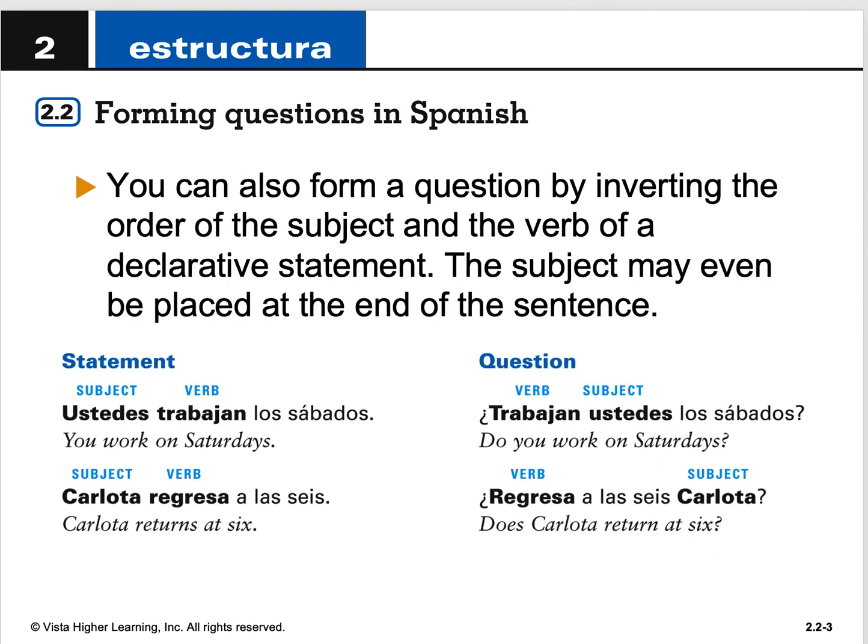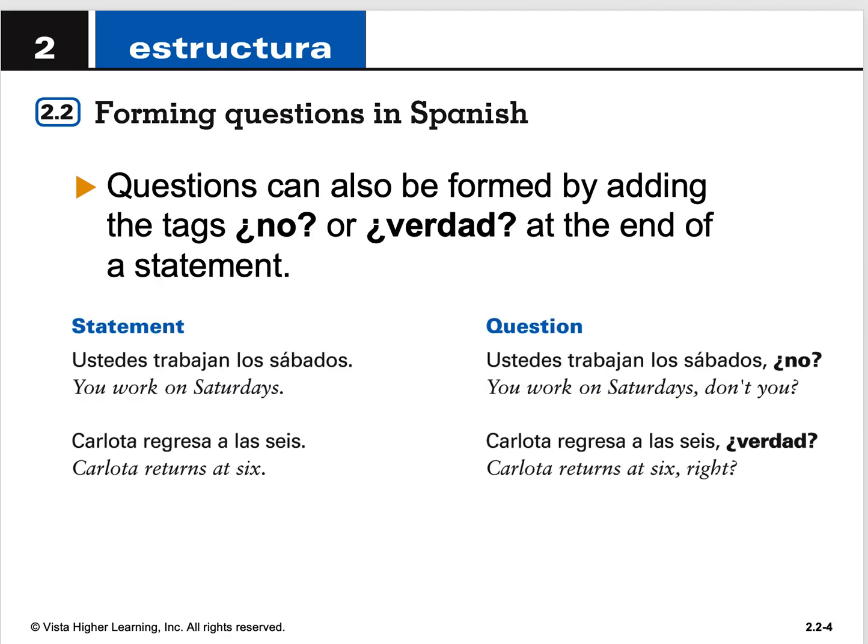You could also form a question by inverting the order of the subject and the verb in a declarative sentence. If the verb precedes the subject, we are constructing a question. So look at the difference in the 2 statements. Ustedes trabajan los sábados. But if I invert that, I get trabajan ustedes los sábados. And that's a question because of how I've inverted it. You will have to listen carefully to how that is done as you're working through the work in Importalis.